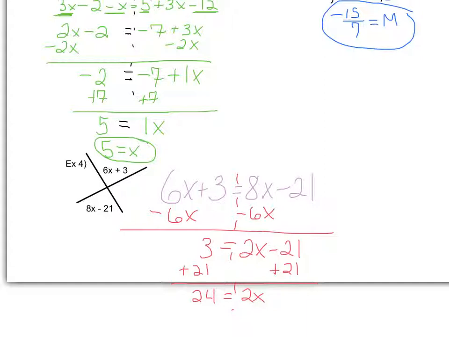I have one step remaining. I have to get rid of that 2 by dividing. Those cancel, and I get x equals 24 over 2, which I know is just 12. And again, I've reached my goal of getting my variable by itself.